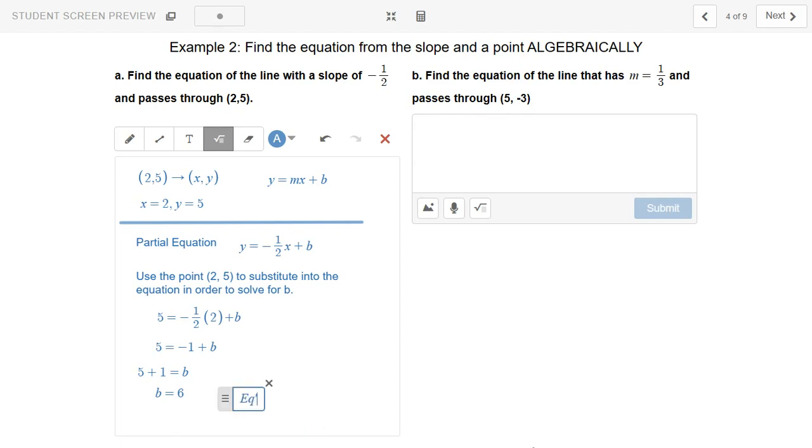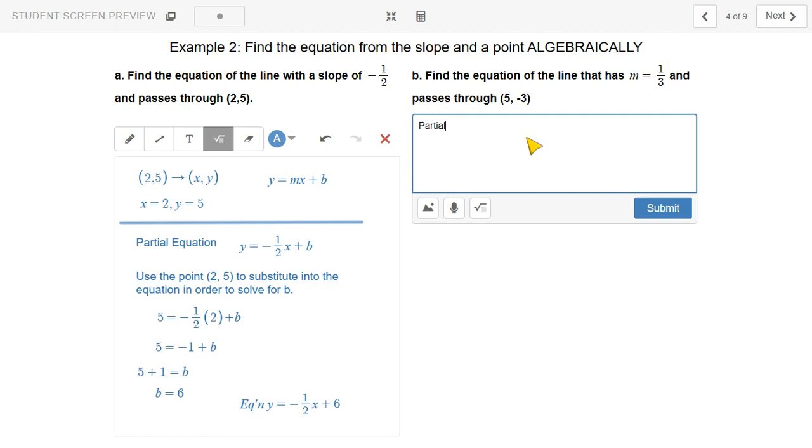So our equation is going to be y is equal to -1 over 2x plus 6. Now this is trickier when we have a question where it's going to give us a b that is not a whole number. Let's do the same thing as before.